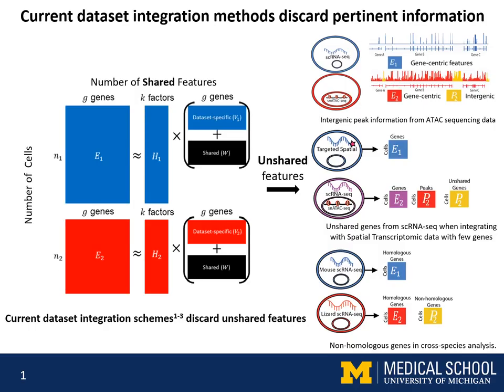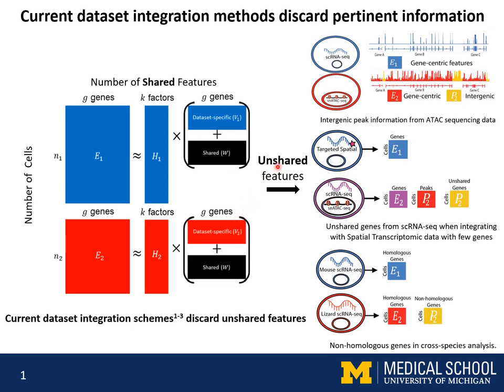Current dataset integration methods function by subsetting the datasets that they're integrating to features that are shared between datasets. This is a methodology used by Liger, Seurat, and Harmony. And you can see here that we have to subset to the number of genes that are shared between these datasets to perform the integration.